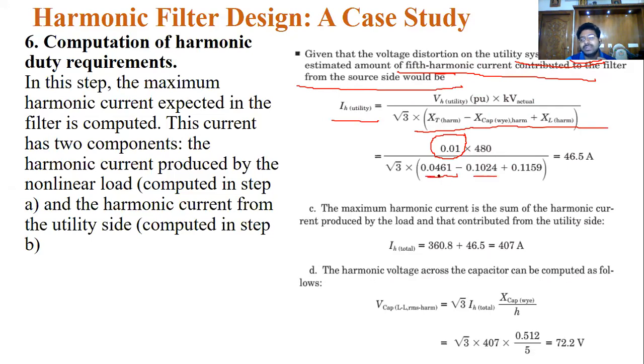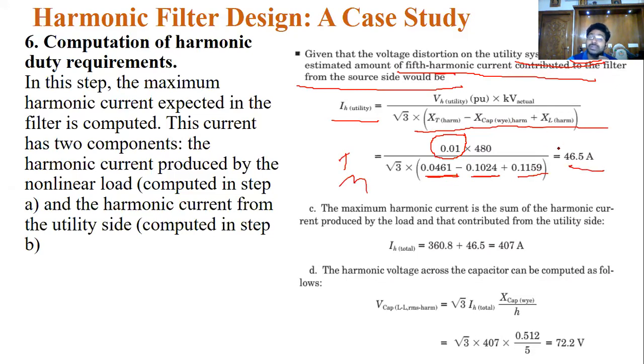XT is nothing but the value of the transformer, and X cap is the value of the capacitor under fifth order. XL is the value of the reactor. Remember these values: XT is the inductance value of the transformer under fifth order harmonic. X cap is the capacitor reactance value under fifth order harmonic. XL is the reactor size, the inductive reactance value under the fifth order harmonic.